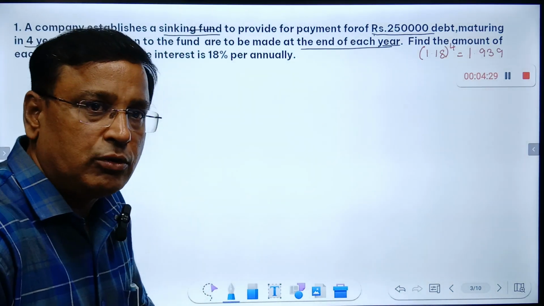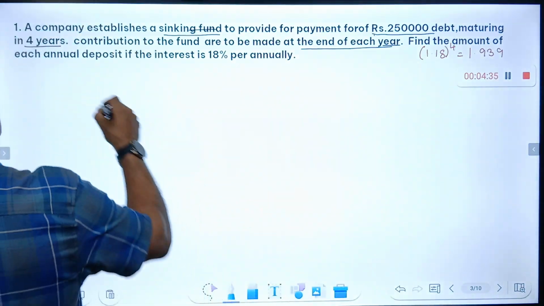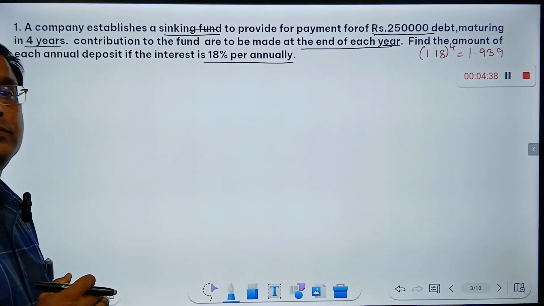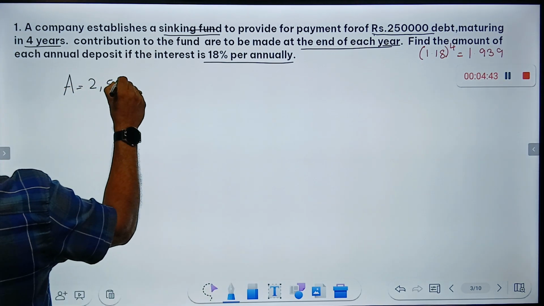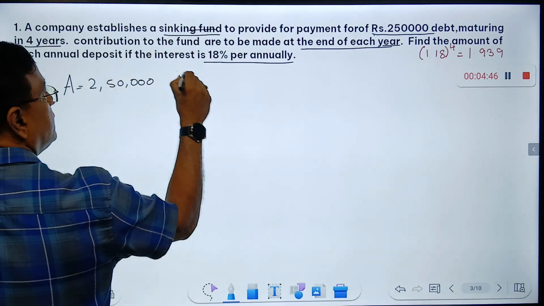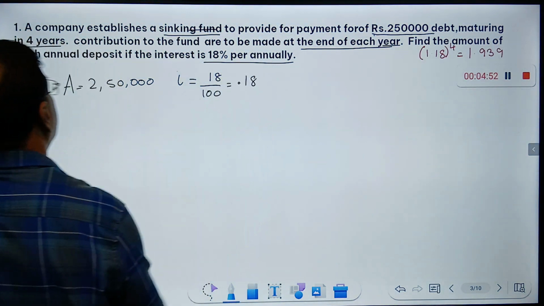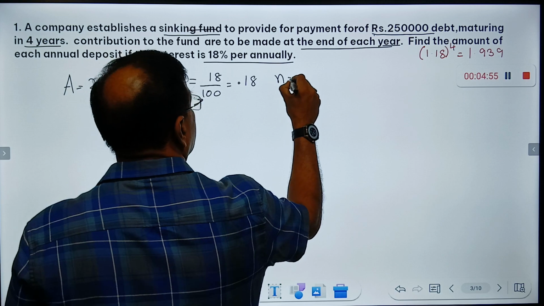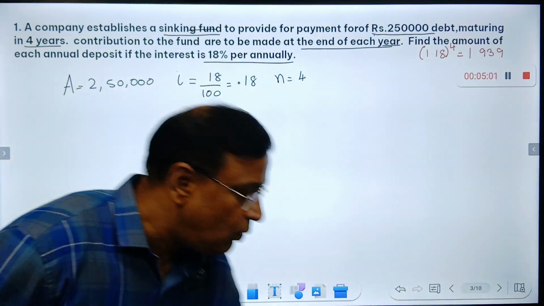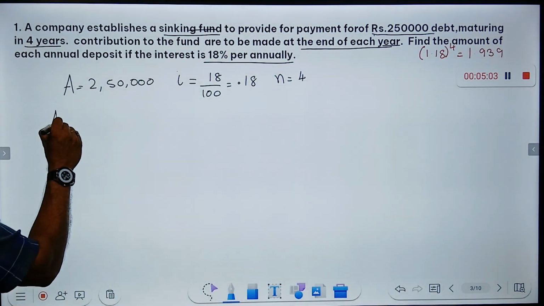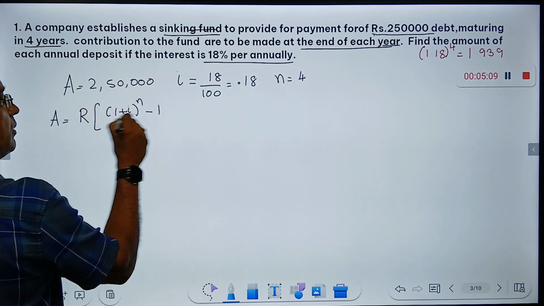Today I borrow the money. From next year I start accumulating the money, for how much time? For 4 years. And what is the interest I have to pay? I have to pay 18% per annum. So the amount is given to you, which is 2,50,000. Your interest is 18%, so it is 18 by 100, which is 0.18. And your number of years is 4. Since the payment is made at the end of each year, what is my formula? Amount equals R into (1 plus i) power n minus 1 by i.